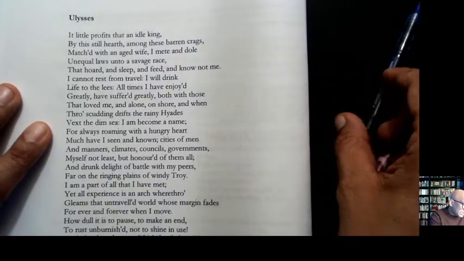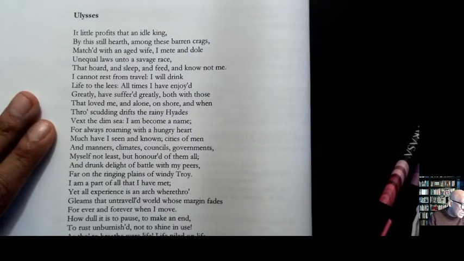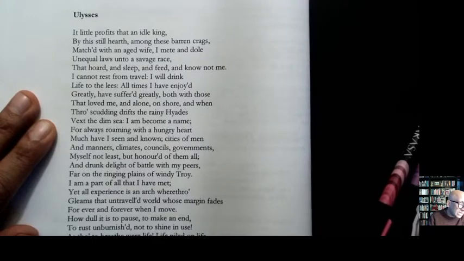It little profits that an idle king, by this still hearth, among the barren crags, matched with an aged wife, I mete and dole unequal laws unto a savage race, that hoard and sleep and feed and know not me.